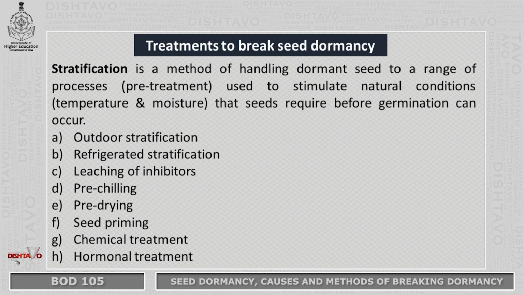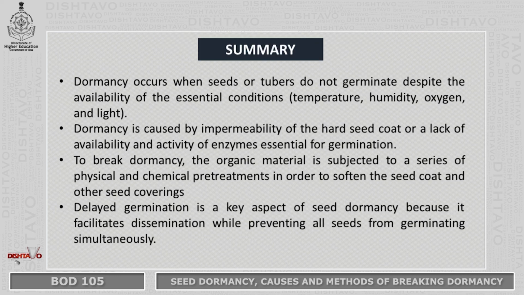The last methodology which can be used for breaking the internal dormancy is hormonal treatment. Among various hormones, gibberellic acid is commercially used for breaking the seed dormancy in different types of seeds. Cytokinin is another group of hormones that can be used for breaking the physiological dormancy and also for stimulating germination in seeds. Kinetin and benzyl aminopurine, that is BAP, are commercial preparations of cytokinin which are often used for breaking the seed dormancy. Let us summarize what we have learned.